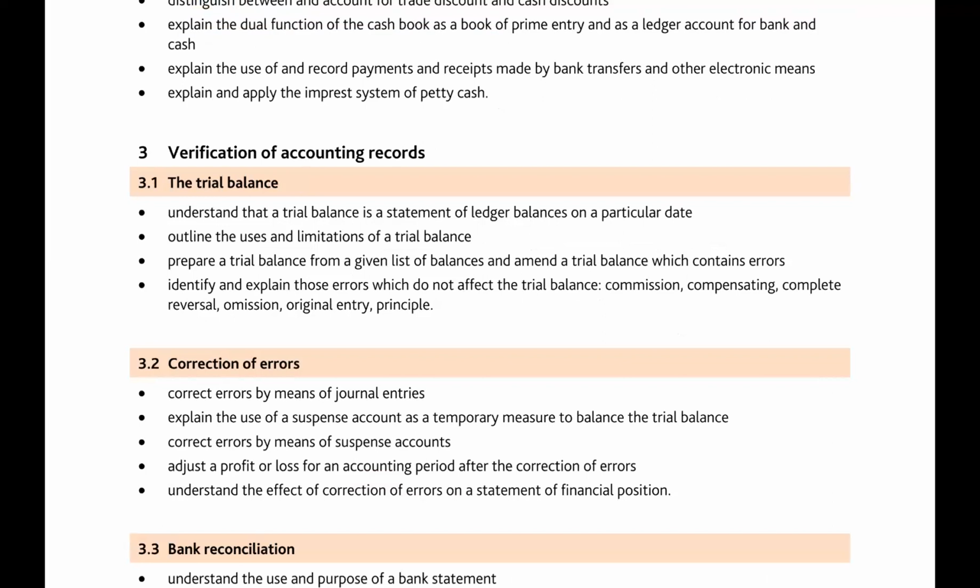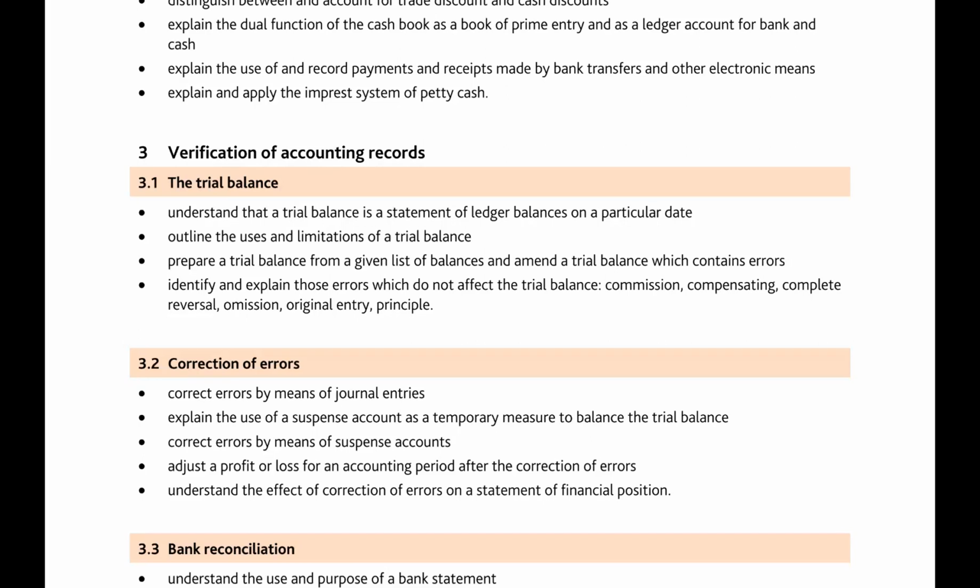So here, we introduce you to the concept of the trial balance. Under the trial balance, we'll show you how to prepare it from the T accounts, how to prepare the trial balance from a given list of balances, and how to make corrections where necessary. Then how to correct the different errors that can happen in the trial balance, such as the error of commission, the compensating error, the complete reversal, omission, the error of original entry, and the error of principle.